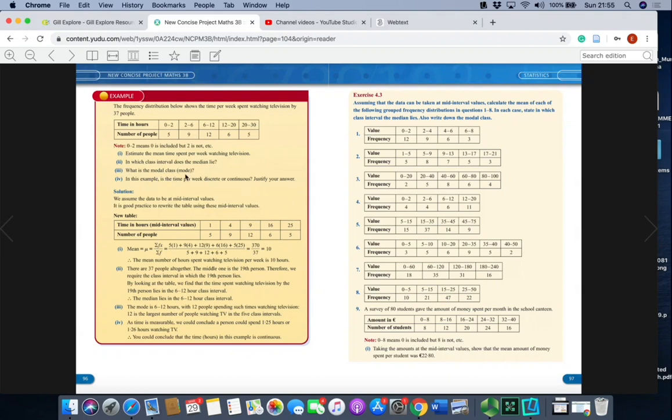What is the modal class? And in this example, is the time per week discrete or continuous? Okay, so it would be continuous because it's any time up to 2 hours but not 2 hours. So it would include the minutes. In other words, if you spent 1 hour and 59 minutes watching telly, you would be here. So that's what it means by continuous values.